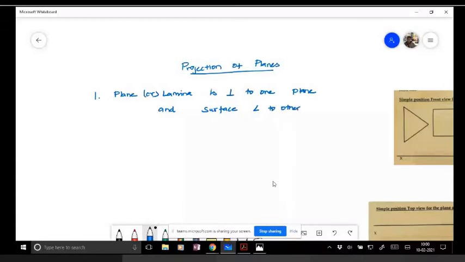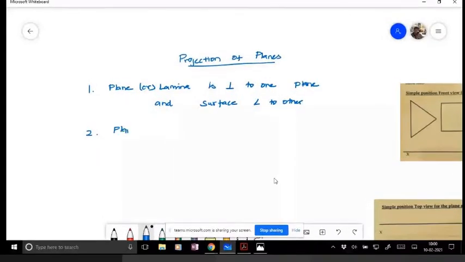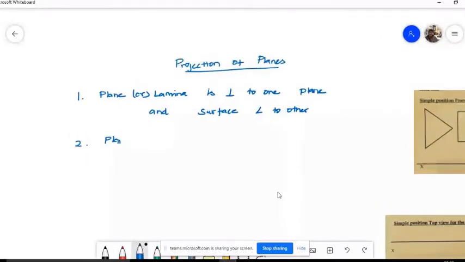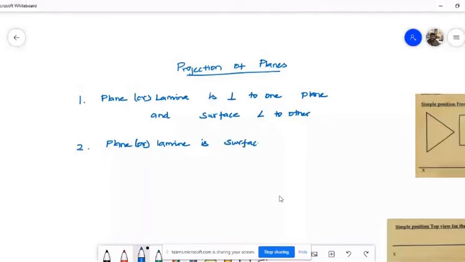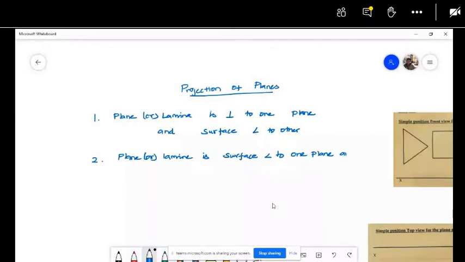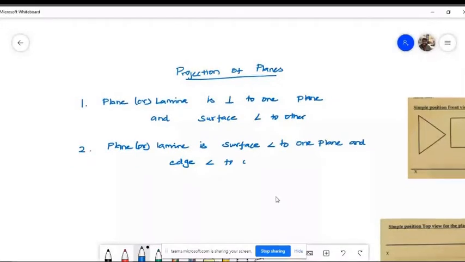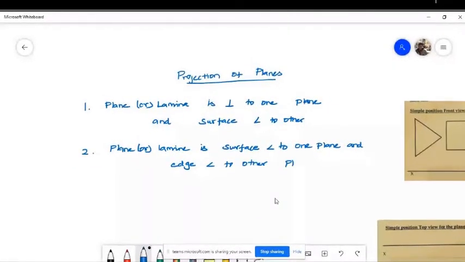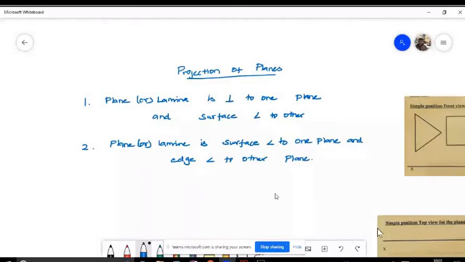The second case is plane or lamina is surface inclination to one plane and the edge inclination to other plane. Okay, so let's start one by one. So can someone like say what is meant by surface inclination and what is meant by edge inclination? What is the difference? Can someone say?